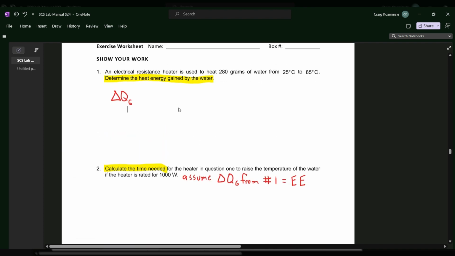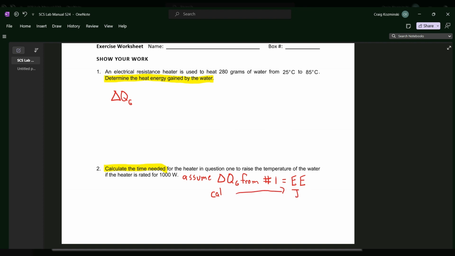However, in question 2, it says calculate the time needed for the heater in question 1 to raise the temperature of the water if the heater is rated for 1,000 watts. And so one key assumption that needs to be made for this part of the experiment is that our heat energy gained by the water in question number 1 is exactly equal to the electrical energy spent. Now, in order to solve this question correctly, however, you're going to have to convert your calorie answer of your heat energy gain to joules.